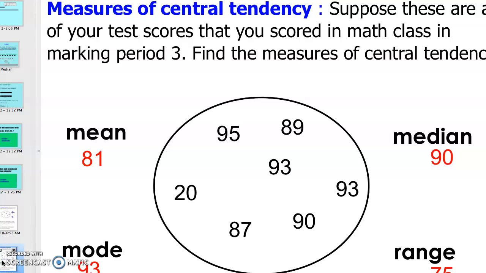All right, so the mean, you should have scored an 81. The median, you should have a 90. The range is a 75, and the mode is a 93. Remember, you have to put the numbers in order from least to greatest, especially for the median.